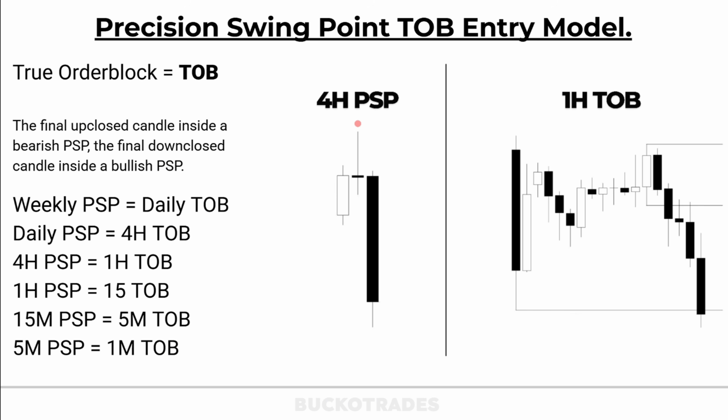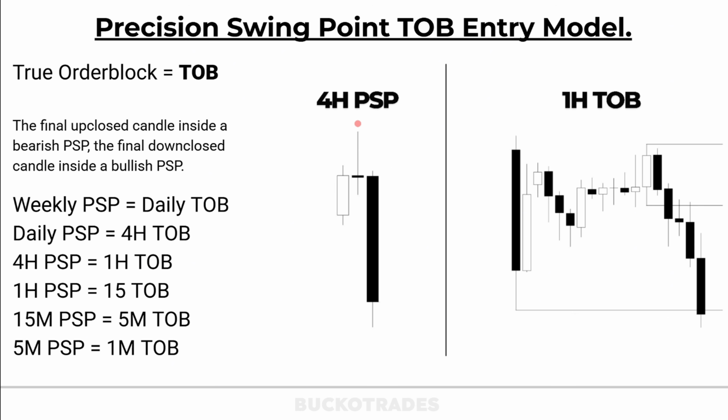The time frame alignment to spot your true order block is in the bottom left. So if we have a weekly PSP form, you want to see a daily time frame TOB. Within a daily PSP, you want to see a 4-hour TOB. Within a 4-hour PSP, you want to see a 1-hour TOB, a 1-hour PSP, 15-minute TOB, 15-minute PSP, 5-minute TOB, 5-minute PSP, and a 1-minute TOB.